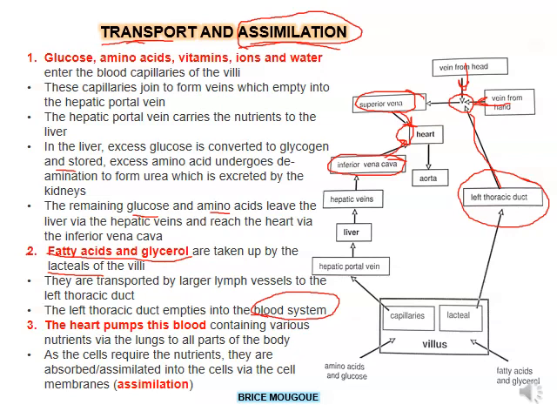Now, from the right side of the heart, where will this go to? Here is where we are now. Number 3. That's where we are at point number 3. From the right side of the heart, where will all of these go to? The heart will then have to pump the blood. At this point, the blood here contains amino acids, it contains glucose, it contains fatty acids and glycerol. The heart will then pump everything passing through the pulmonary artery.